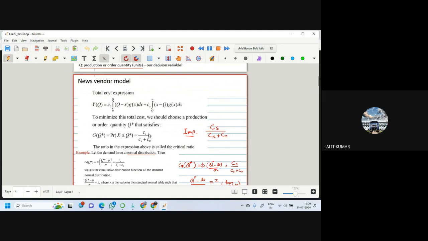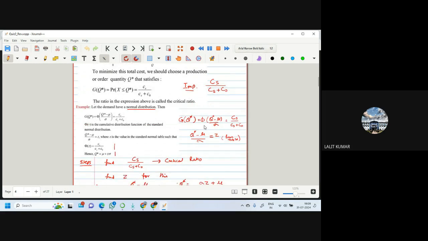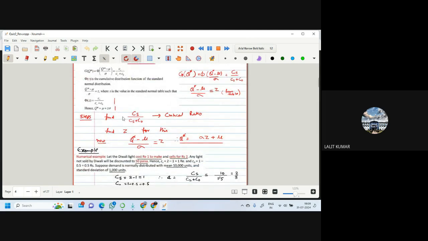That is your salvage value. From this critical ratio, depending on the distribution, if it is following the normal distribution, you find the Z for this value. And we know from our mathematical foundation course and earlier MLF and statistics also that for normal distribution, (Q star minus mean) over sigma will be equal to this Z. So there are three steps in this. First step, find CS by CS plus CO. This is the critical ratio. And here I will mention, this is for normal distribution.